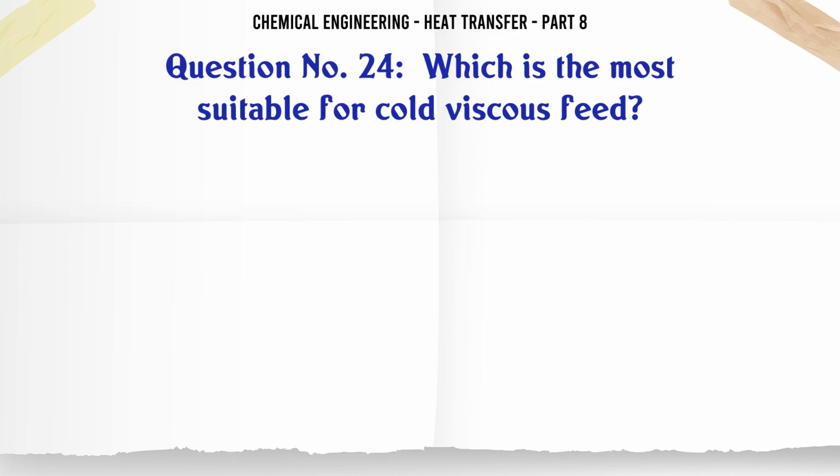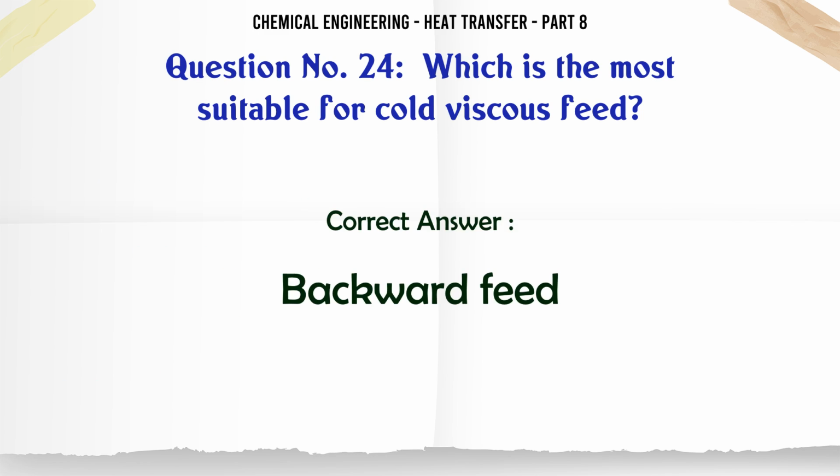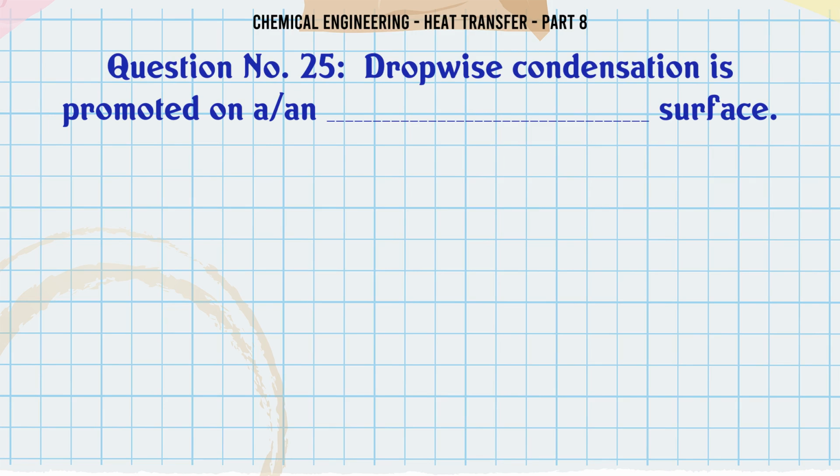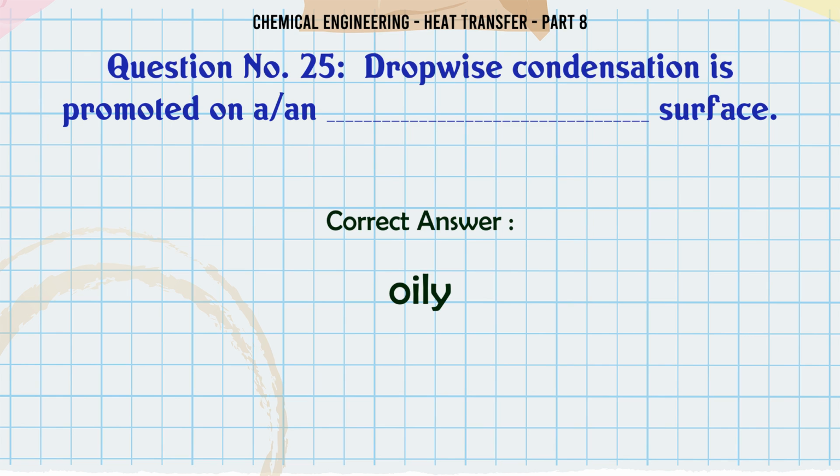Which is the most suitable for cold viscous feed? A. Forward feed, B. Backward feed, C. Mixed feed, D. Parallel feed. The correct answer is backward feed. Dropwise condensation is promoted on an surface. A. Glazed, B. Oily, C. Coated, D. Smooth. The correct answer is oily.